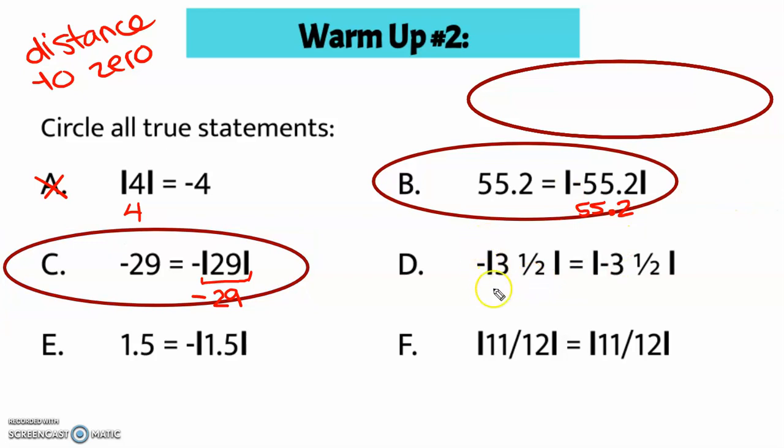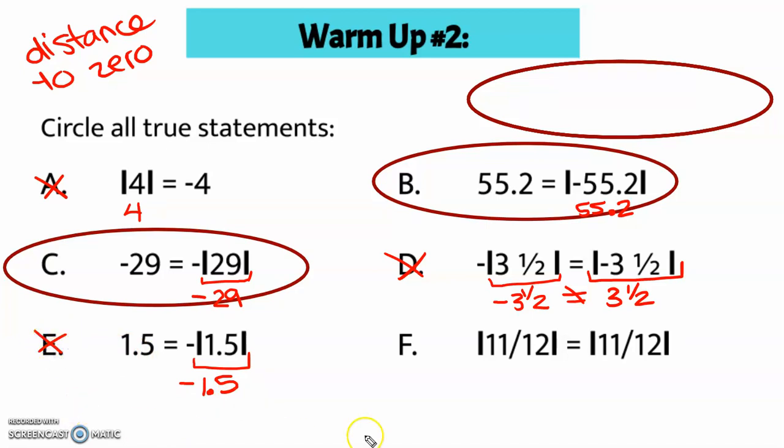Option D. Whatever's in the bars turns positive. This has a negative outside, so I have to stick it there. These bars turn positive. Now, the question is, are these two values the same? No, they are not. They are not equal, so this is not one of our solutions. Let's check E. Whatever's in the bars turns positive. The negative outside sticks there. So my answer is really negative 1.5. This says it's positive. It's wrong.